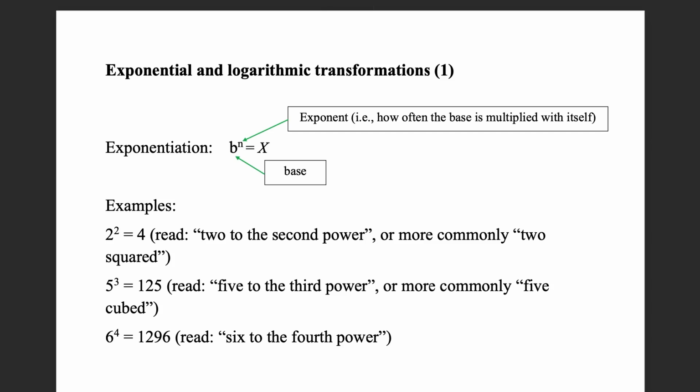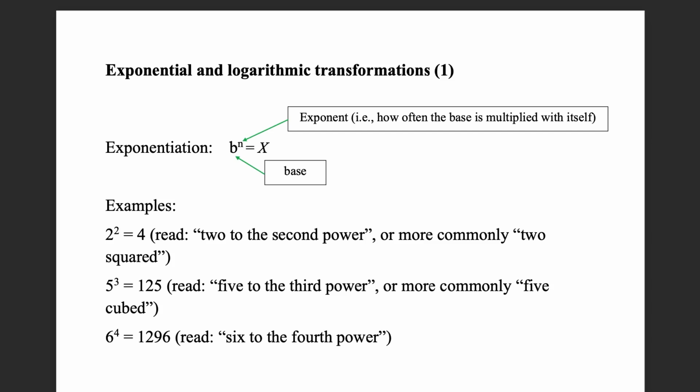1,296. Why? Well, it's 6 times 6 times 6 times 6. So 6 to the fourth power. The exponent tells us how many times we multiply the base with itself. Well, 4 times. So it's 6 times 6 times 6 times 6, which works out to 1,296. Yeah, so that's what exponentiation is.